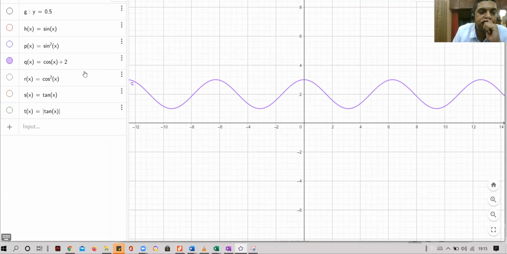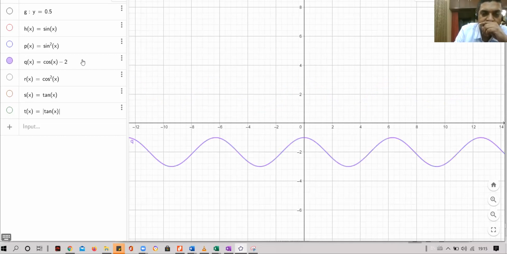If I do cos x plus 2, the curve has just moved up. And if I do cos x minus 2, you see what happens? The curve moves down. So period, the repeating interval remains same. It doesn't make any change to that. When you're adding to the function a value, the values get added to the entire function. The entire function moves up, or the entire function moves down depending on the sign.